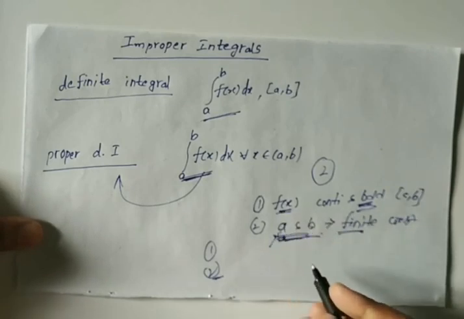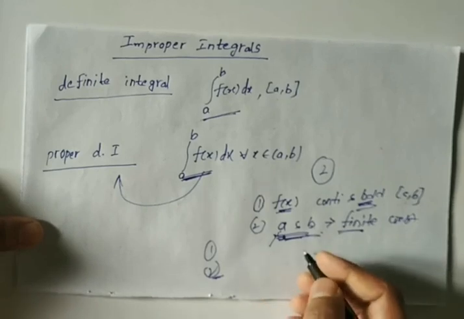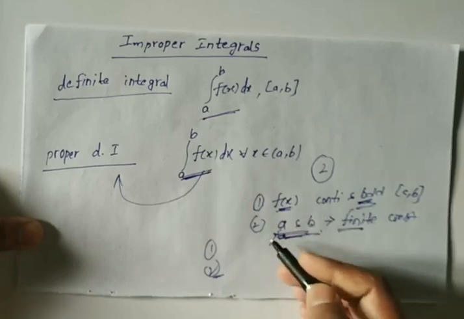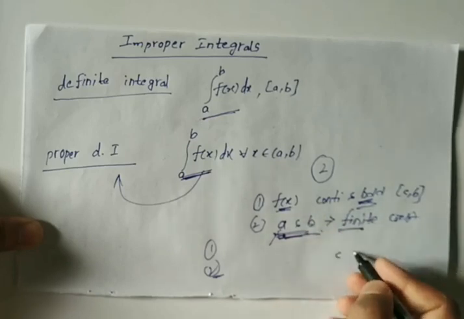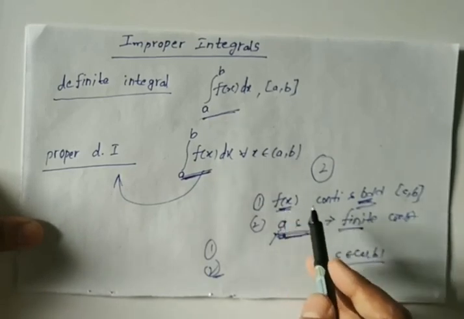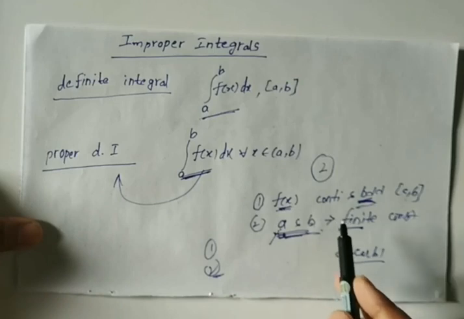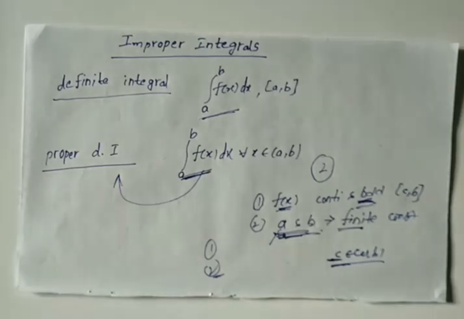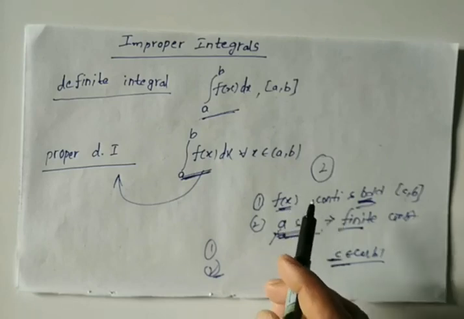That means f of x has an infinite discontinuity at a or b or at some point c which belongs to the open interval a comma b. F of x is unbounded is nothing but f of x has an infinite discontinuity at some point c which lies in the open interval a comma b. Then such a definite integral is called an improper integral.